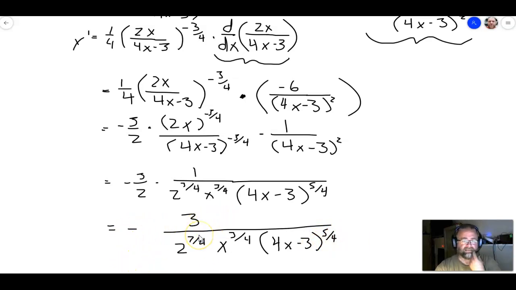Now, if you're doing this on a test and you get to this step here, I'll probably go ahead and give you full credit for getting to this step right here. This is just kind of getting rid of your negative exponents, combining things that you can, and doing all that good stuff. All right, let's take a look at one last example.